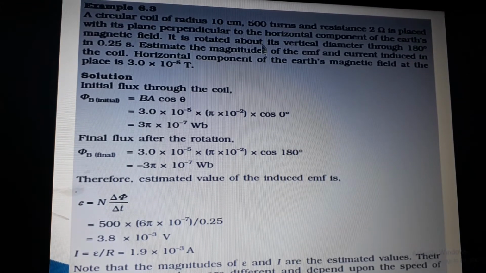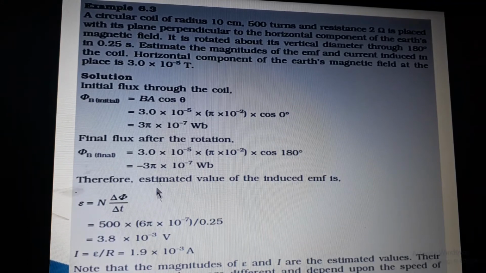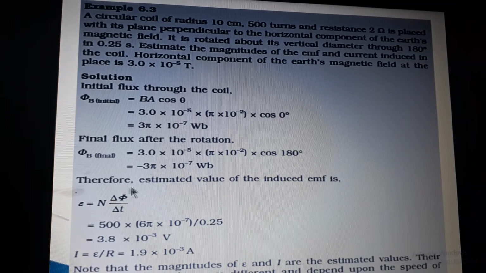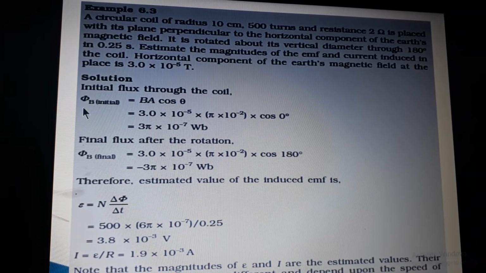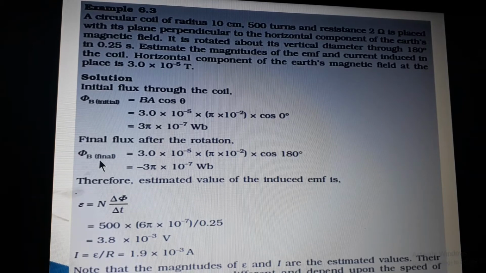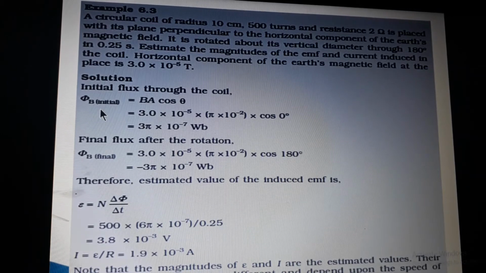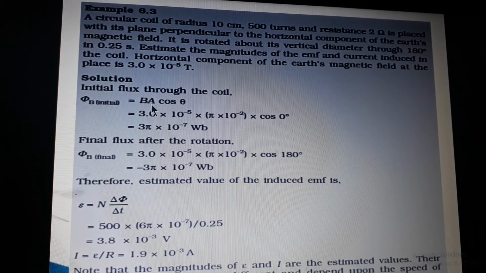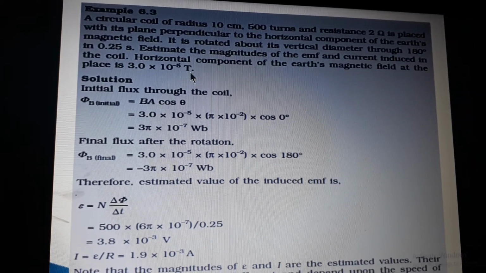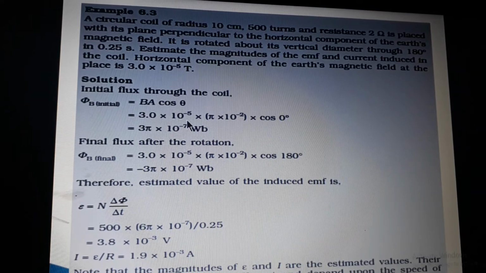Now n is equal to 500, and delta t means time period, which is already given as 0.25. But first of all you have to find delta phi, and delta phi means final phi minus initial phi. So just find the initial phi and final phi. You know that phi is equal to BA cos theta. Now the magnetic field B is 3 into 10 raised to minus 5.